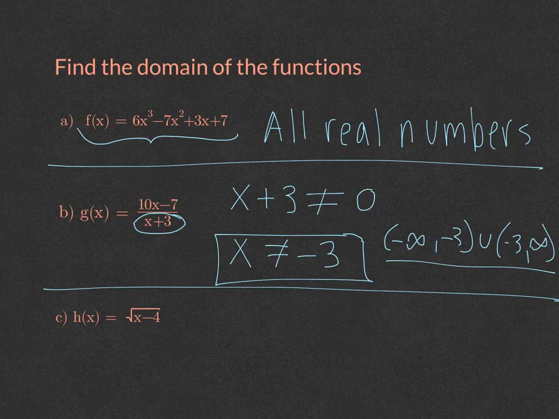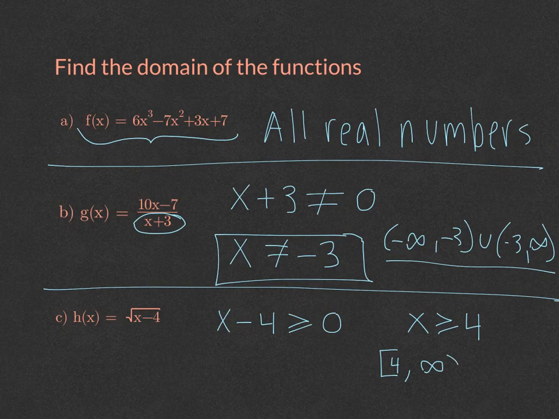All right, the last problem, h of x equals the square root of x minus 4. So this is a square root, so in order to find the domain, the inside of the square root must be greater than or equal to 0. So x must be greater than or equal to 4. Now if we were to write this in interval notation, it means that x can start at 4, but it has to be everything greater than 4. So it's going to be 4 to infinity, including 4.